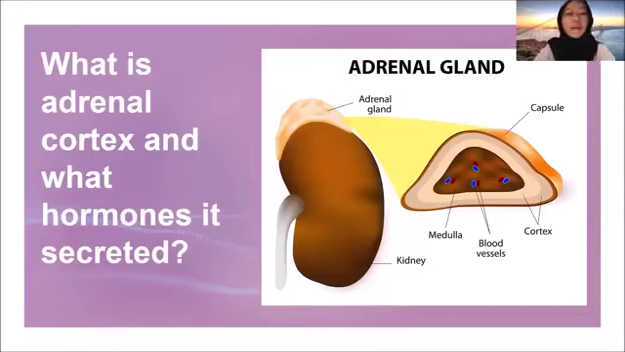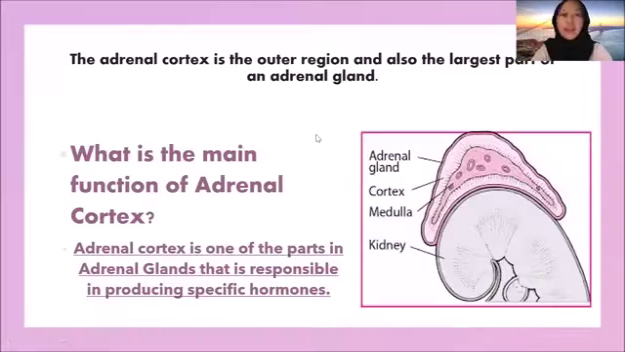So today I'm going to present about what is adrenal cortex and what hormones are secreted. Adrenal cortex is the outer region and also the largest part of the adrenal gland. So what is the main function of adrenal cortex? Adrenal cortex is one of the parts in adrenal glands that is responsible for producing specific hormones.